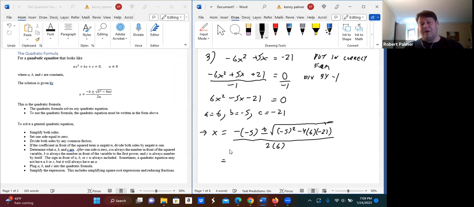Okay, once again, simplify. So negative and negative is a positive, so positive 5 plus or minus the square root. Okay, negative 5 squared is positive 25. And what I was concerned about is I thought this whole thing is going to be negative, and that would make this a negative under the square root, which would mean we have a complex solution, but actually we don't. It's going to be positive, so negative times a negative. And also just multiply this through. So 4 times 6 times 21 is 504. This is over 12.